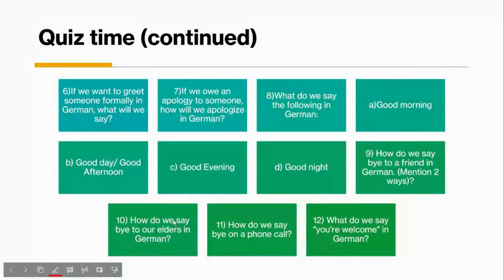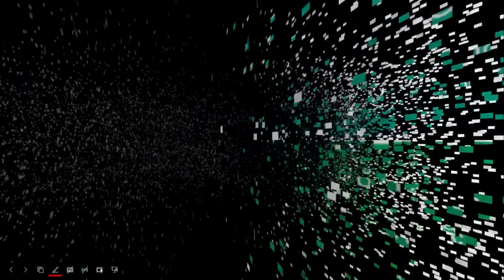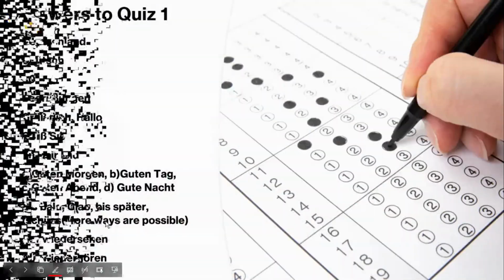How do we say bye to our elders in German? So question 10 says, how do we say bye to elders formally? How do we say bye formally in German? So the answer is Auf Wiedersehen.